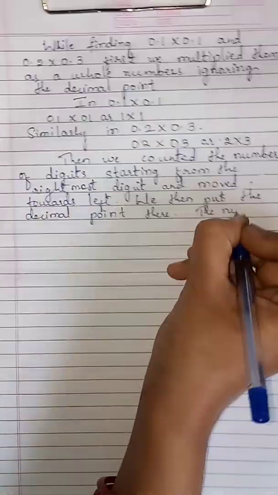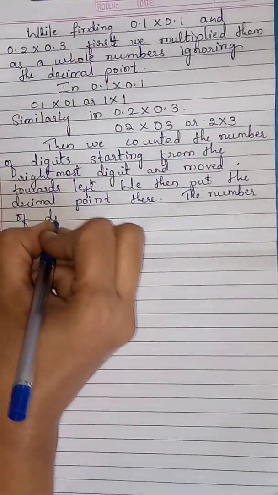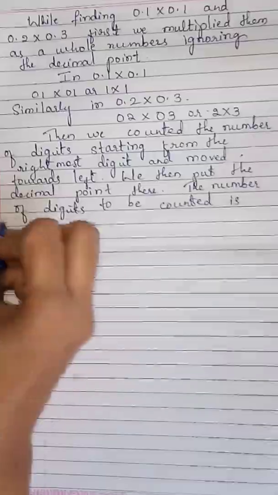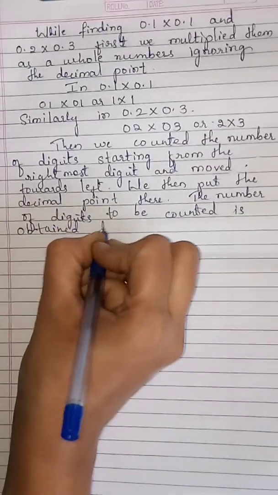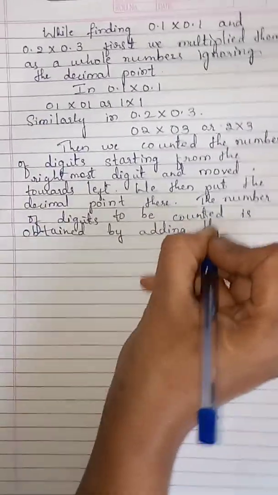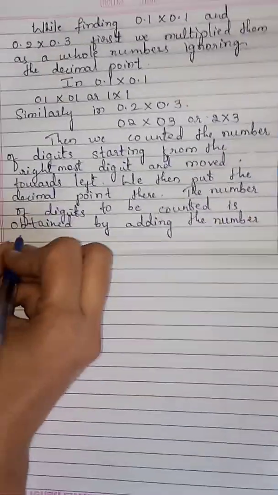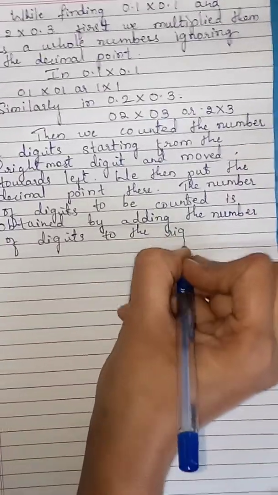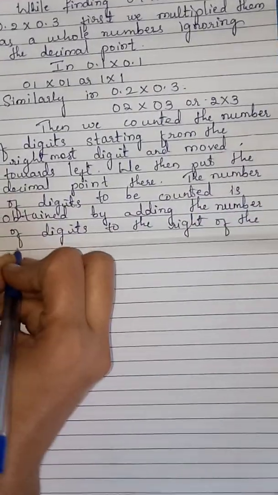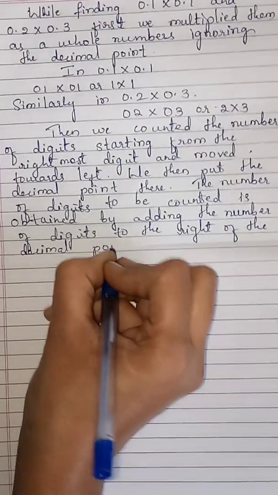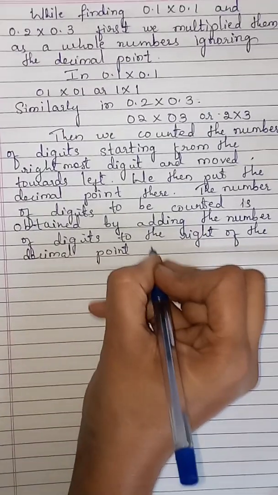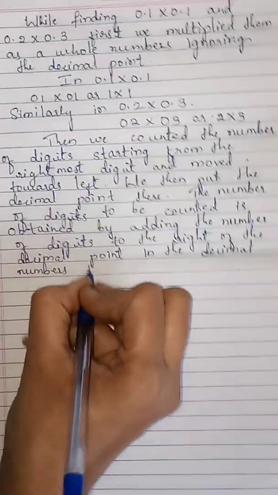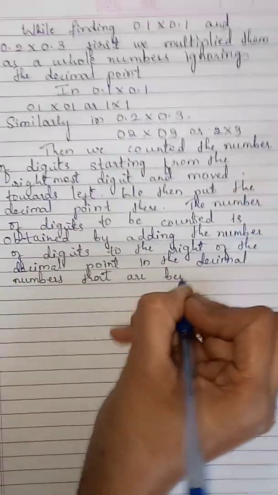The number of digits to be counted is obtained by adding the number of digits to the right of the decimal point in the decimal numbers that are being multiplied.